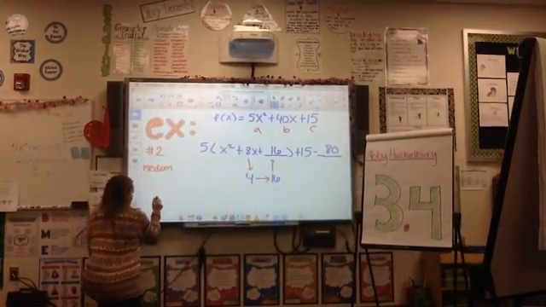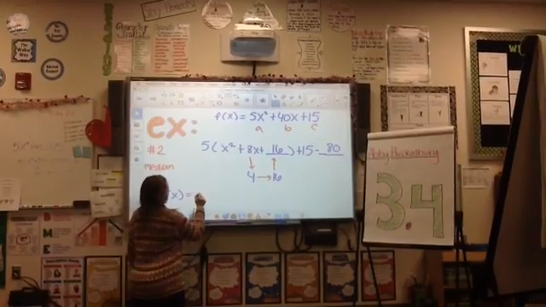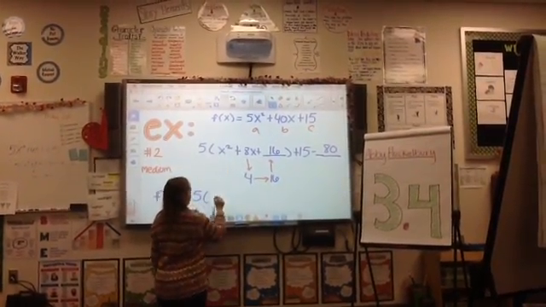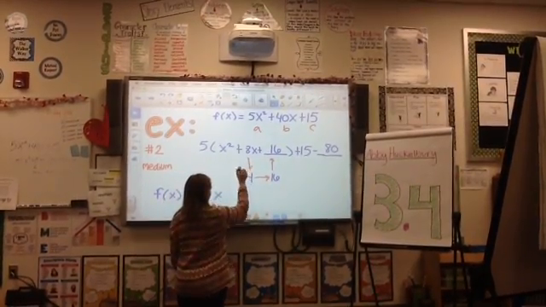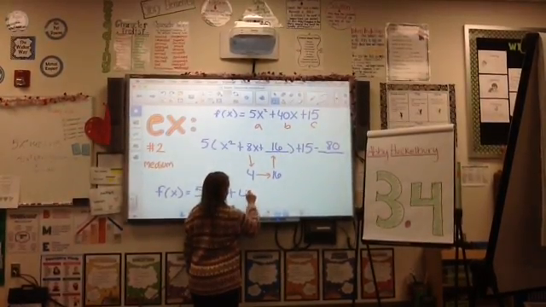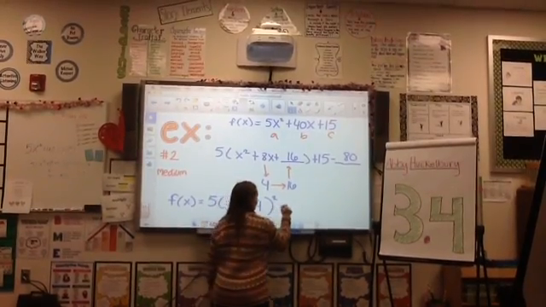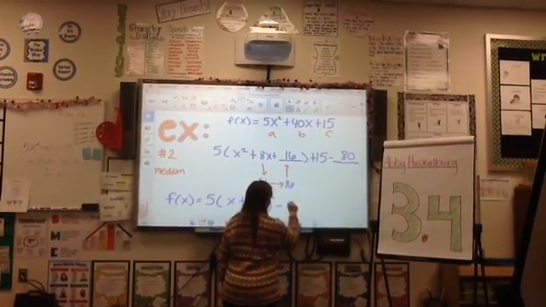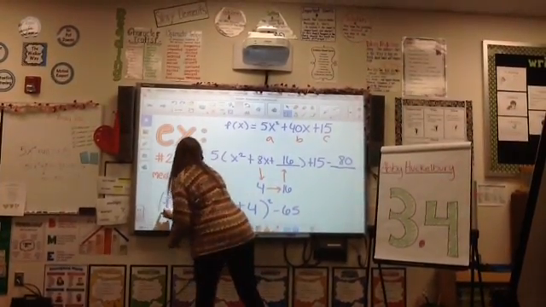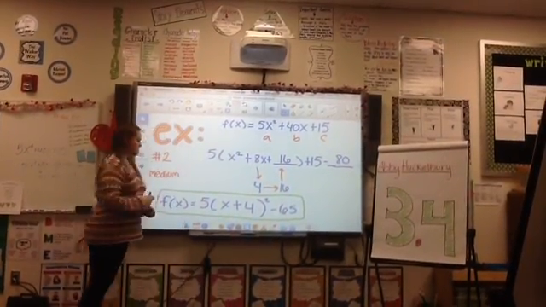Now, to get our final vertex form, with the 5 factored out, you take the square root of your first term, your sign from B, the square root of your last term, which is 4, and then we subtract 80 from 15. This gives you your quadratic formula in vertex form.